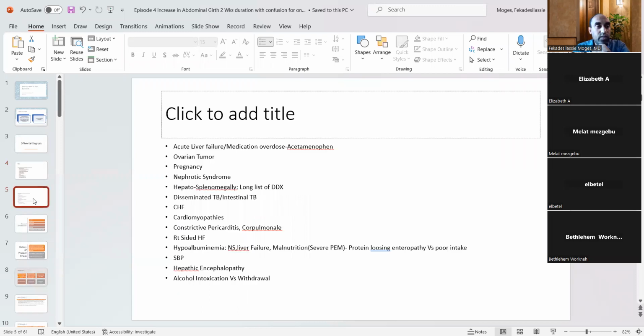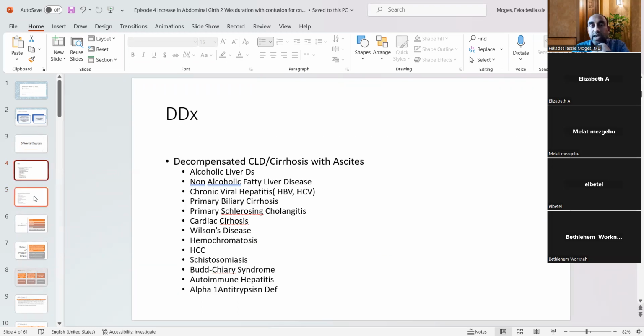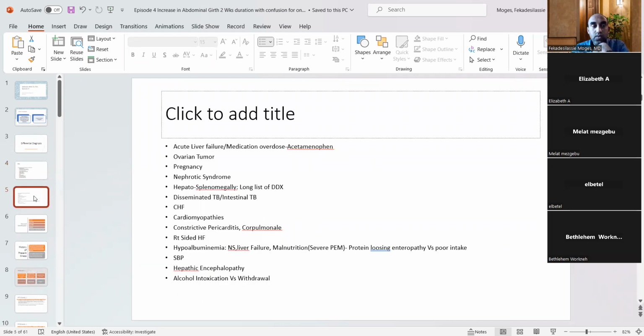So let's proceed with the rest of the stuff. Okay, so now we have a very long list. If anything comes up to your mind, you can add it later on. Let me give you a little bit of details, and then we'll try to narrow this differential diagnosis.